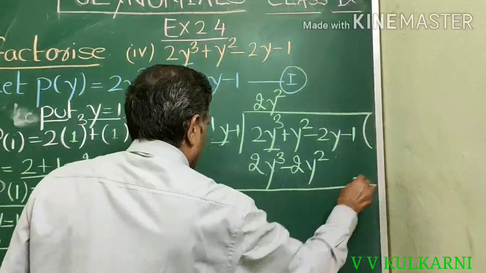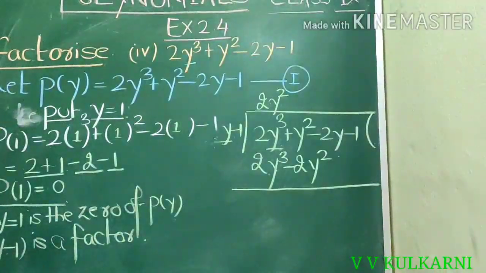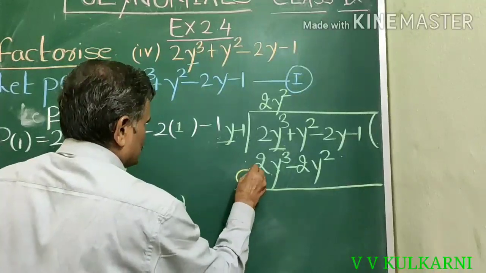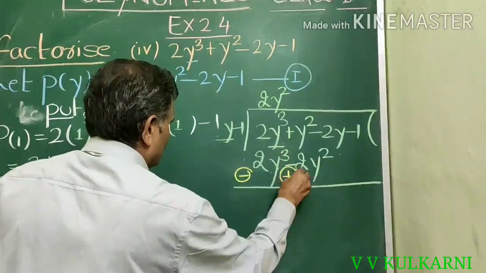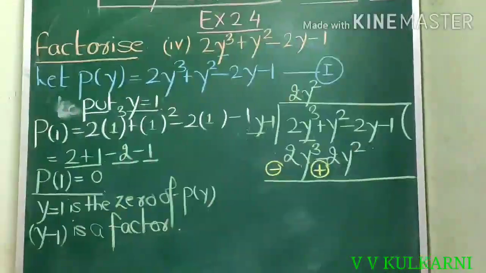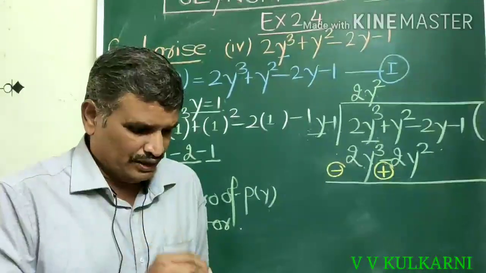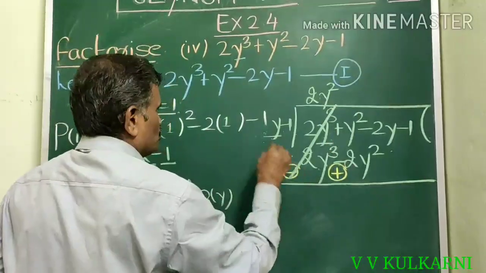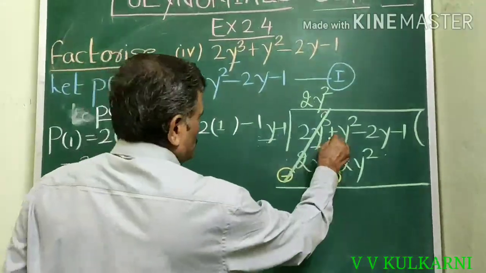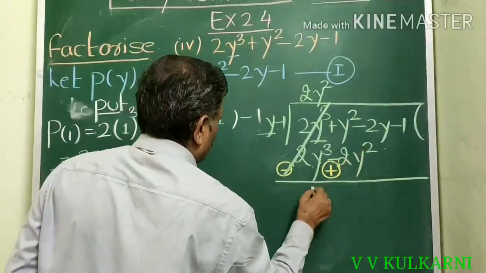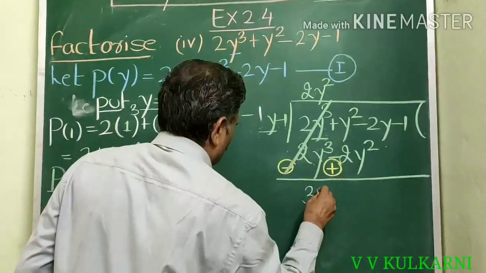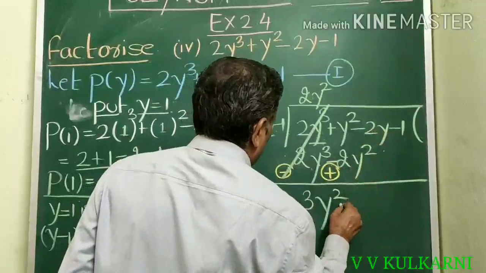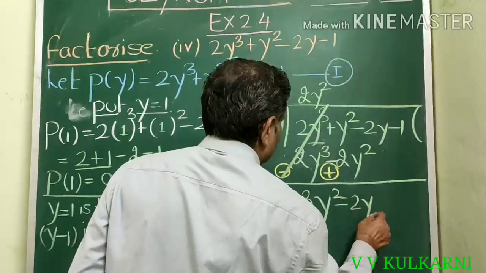Now then again in the next step, again you have to change the sign. If plus sign is there, then go for minus sign. If minus sign is there, then go for plus sign. It's a rule that always you have to change the sign. Then what happens here is plus 2y cube minus 2y cube will cancel. Plus 1y square plus 2y square is plus 3y square. And minus 2y, minus 1.